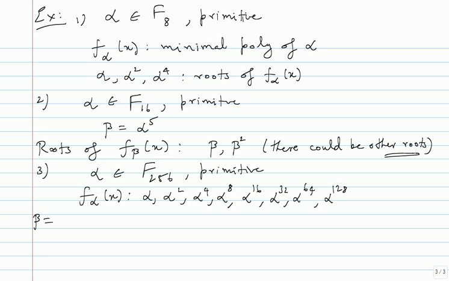So if you take, for instance, what shall we take? I want a nice one. Let's take alpha power 51. I hope this will give me the answer I want. Yeah, 51 we'll start with. Okay, f beta of x, what can we conclude? You'll have beta, right? Then beta squared, which is what? Alpha power 102. And then beta power 4, which is what?